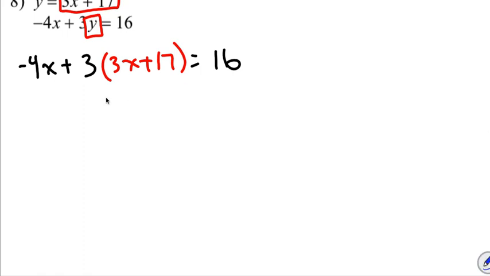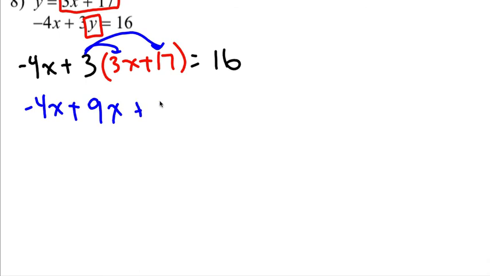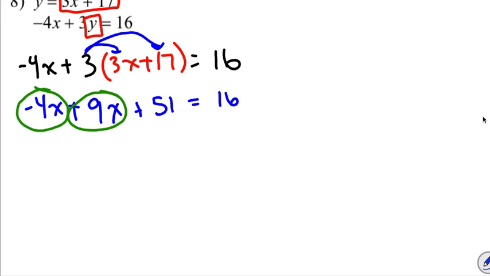So distributive property, negative 4x plus 3 times 3x. Well, 3 times 3 is 9, so 9x. 3 times 17, what do we get here? 3 times 17 is 51, equals 16. Combine like terms, negative 4x plus 9x. Negative 4 plus 9 is 5x. Bring down the rest, plus 51 equals 16.